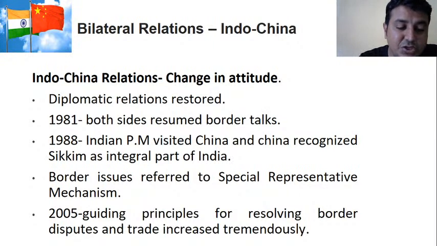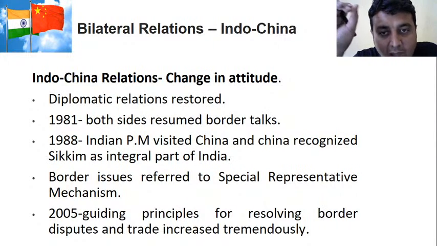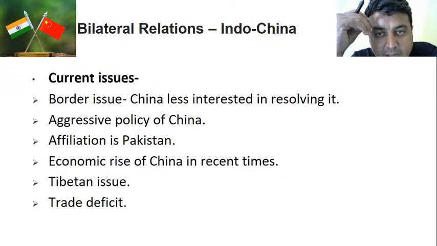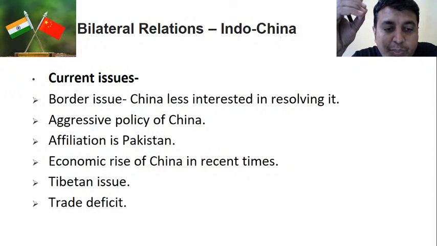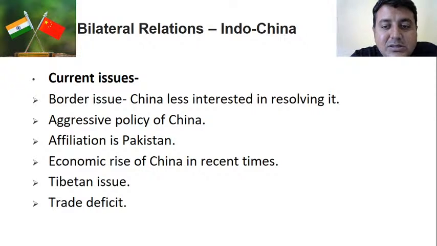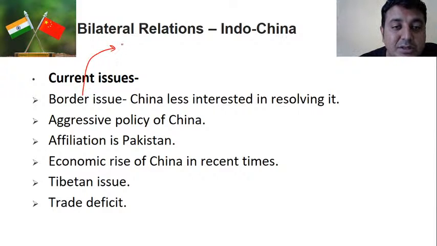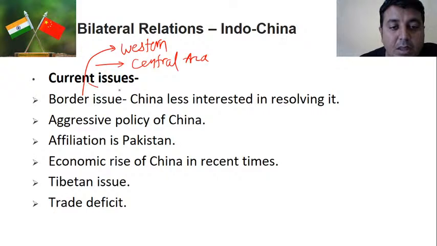Now, in today's lecture, we are going to discuss the other aspects of Indo-China relations. Clear? So the first aspect is the current issues between India and China. The first issue is the border issue. China is less interested in resolving it. As we mentioned earlier also, this problem is not a new one, it is an older one, and India and China have a border dispute over the western area, the central area, and the eastern area. And why is it so?